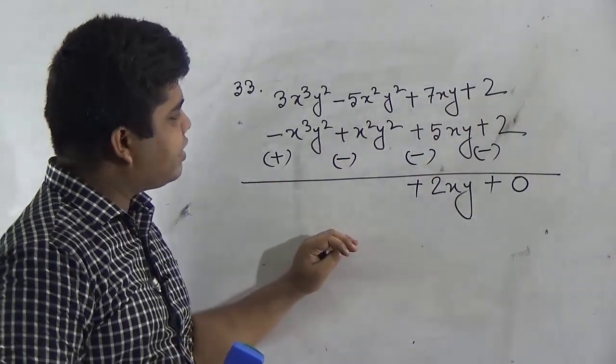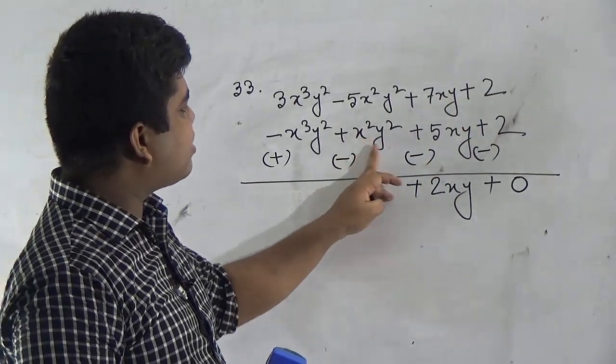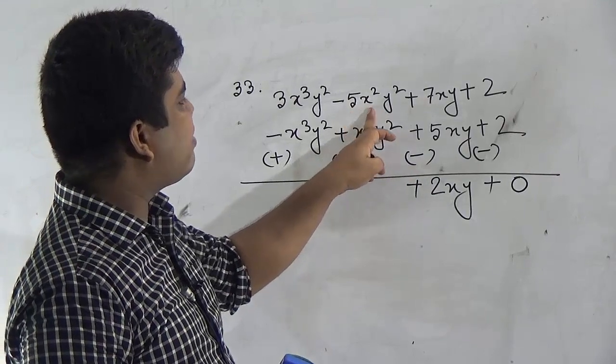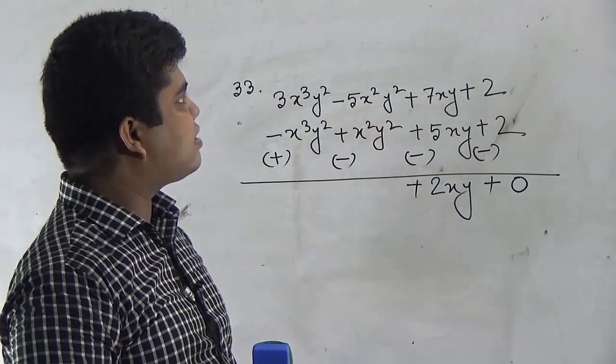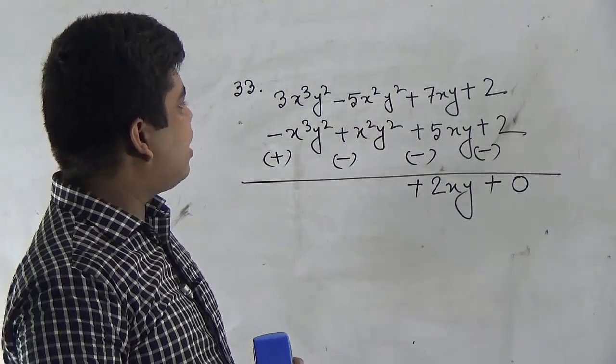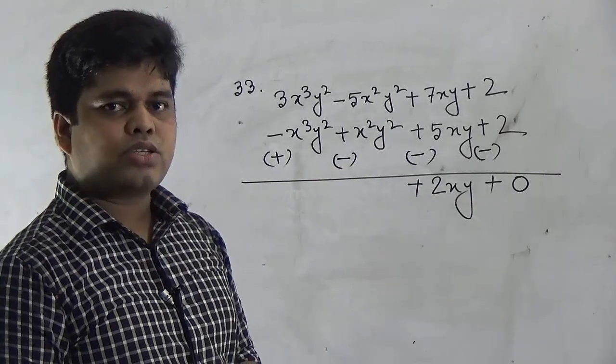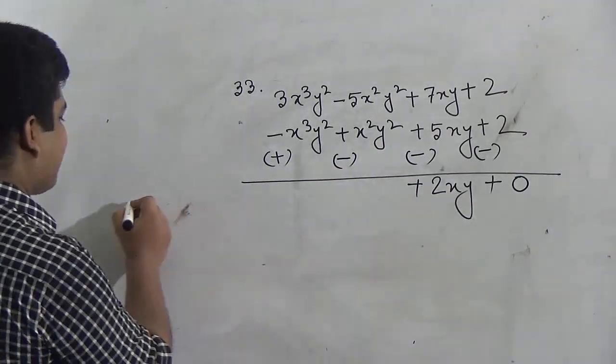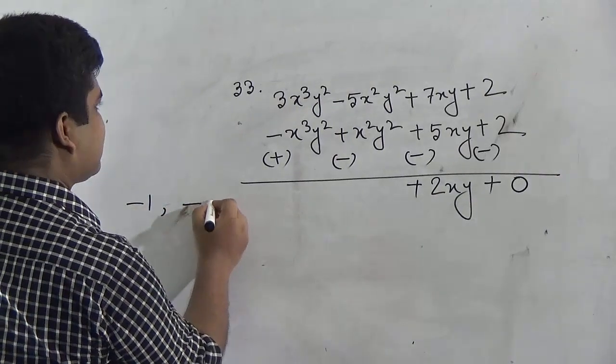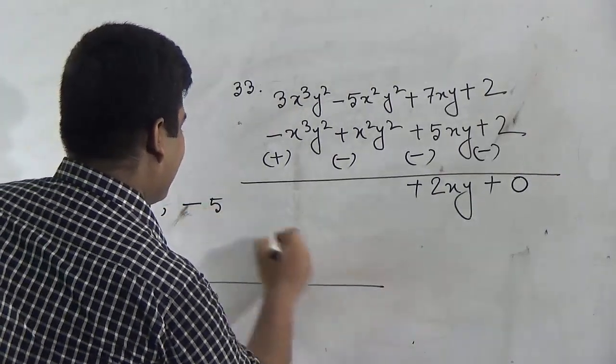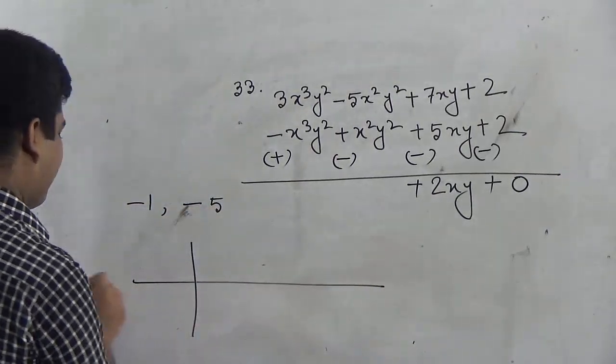Our next terms are minus x square y square and minus 5x square y square. My dear students, on the number line we shall learn how to add two negative numbers. That means suppose this is minus 1 and this is minus 5. So it is a number line.